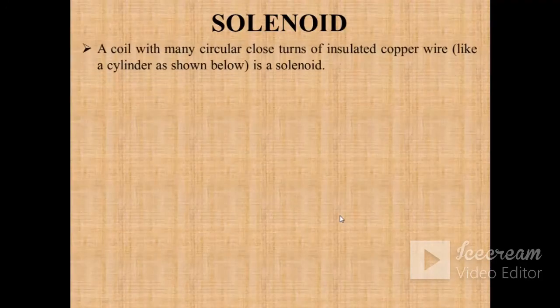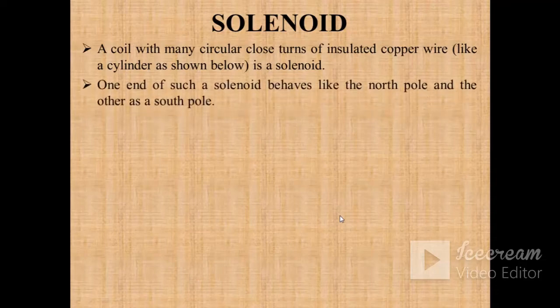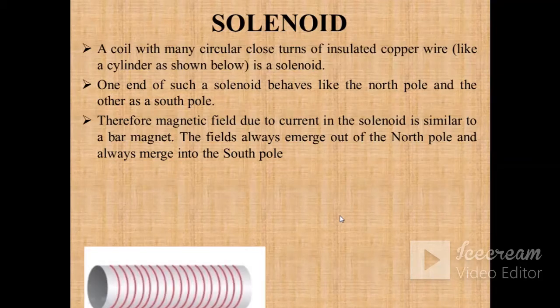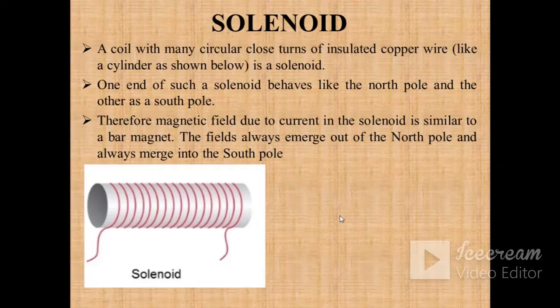Okay, let's see what a solenoid is. A solenoid is a coil with many circular closed turns of insulated copper wire like a cylinder as shown below. One end of such a solenoid behaves like a north pole and the other as a south pole. Therefore, the magnetic field due to current in the solenoid is similar to a bar magnet and the field always emerges out of the north pole and always merges into the south pole.